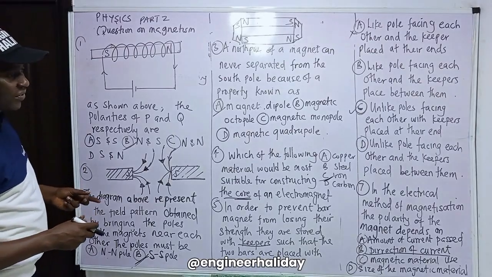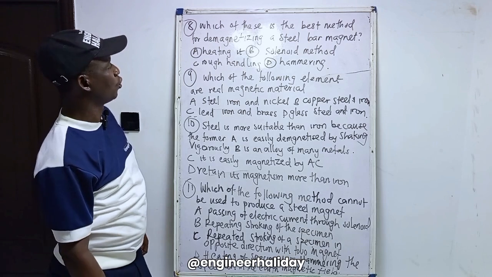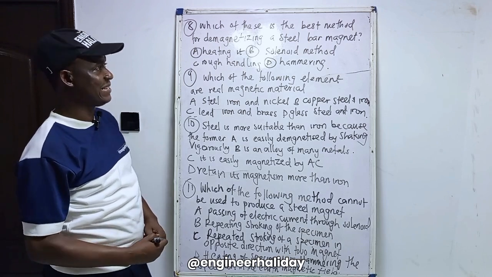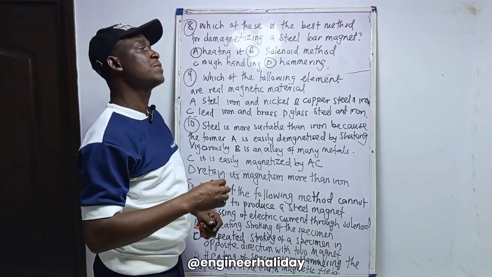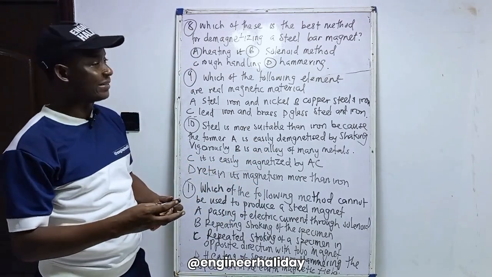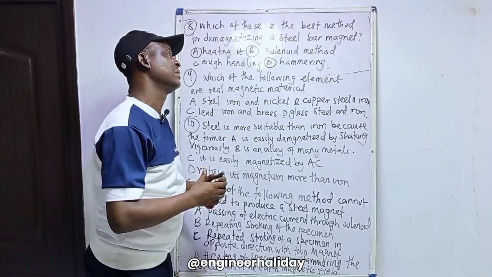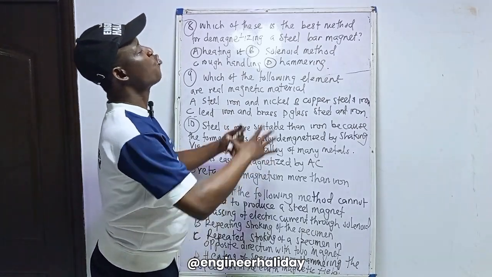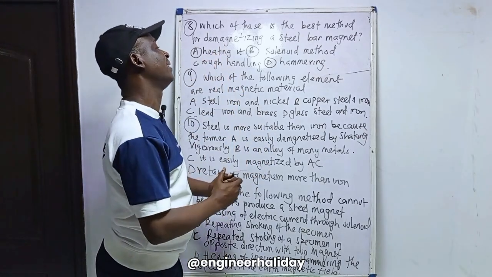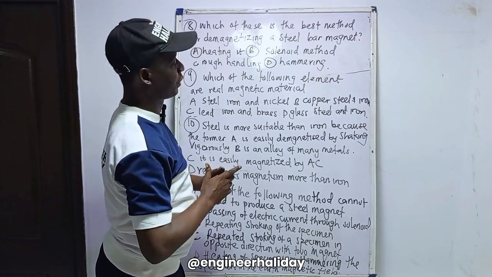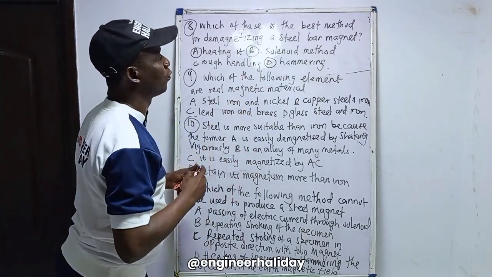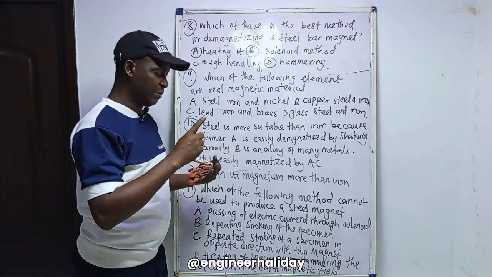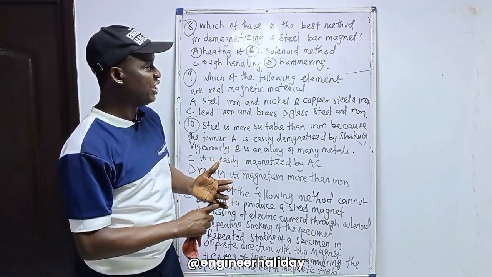Now, the next question, number 8, says which of these is the best method for demagnetizing a steel magnet? Don't forget that the solenoid method is the best method of magnetizing a magnet and also demagnetizing a magnet. But the best method of completely demagnetizing a magnet is the heating method. Don't forget, there are methods of magnetizing and demagnetizing.